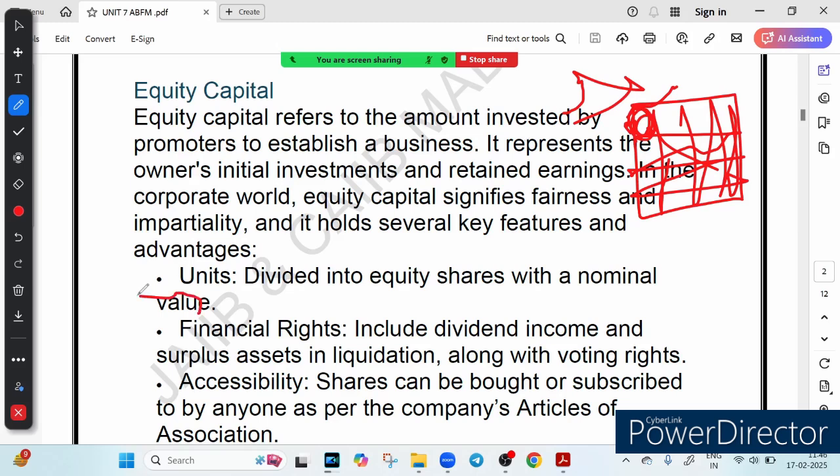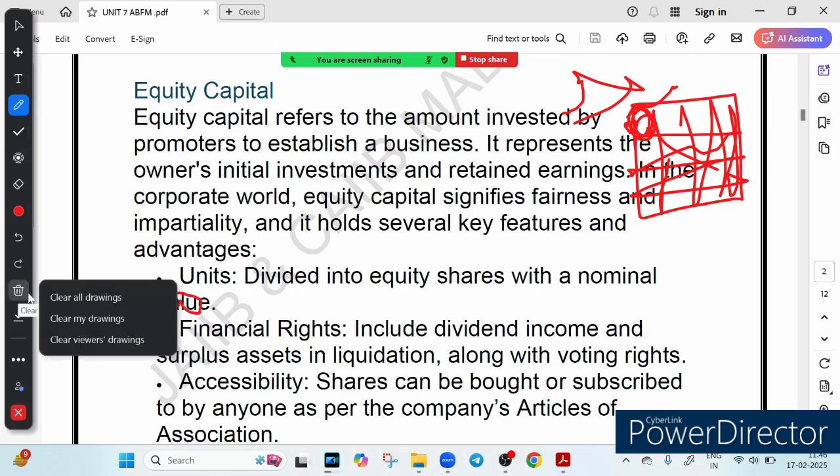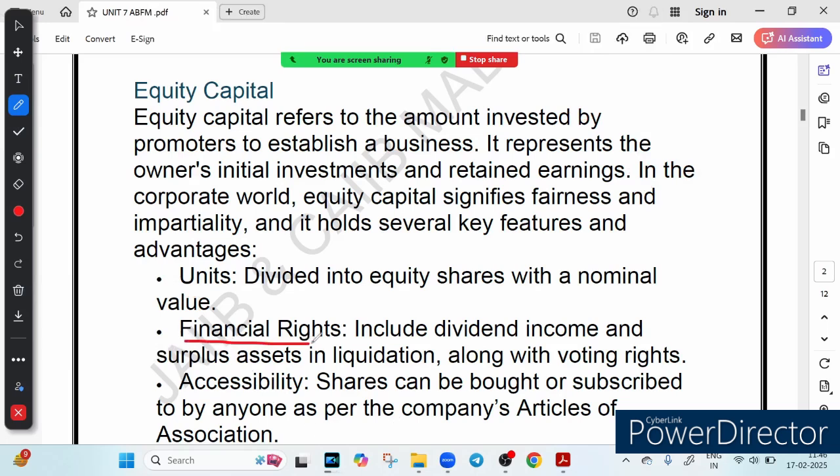Now what are the financial benefits of acquiring an equity share? Let's understand the financial rights you have. The shareholder gets a dividend. Dividend means a share of profit. And if the company ever shuts down, under liquidation, the shareholders also get a part of the leftover assets. Whatever asset is left, they will get a part. That is the financial right of a shareholder, right?